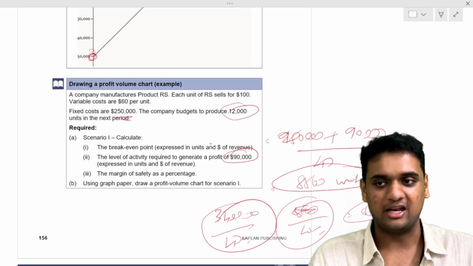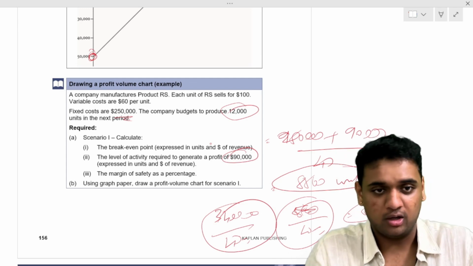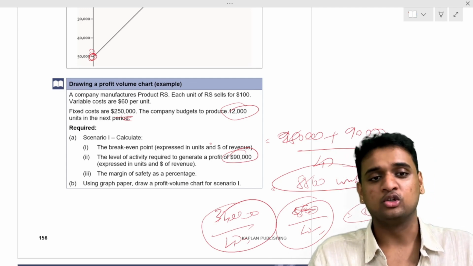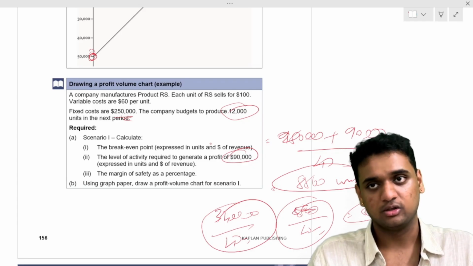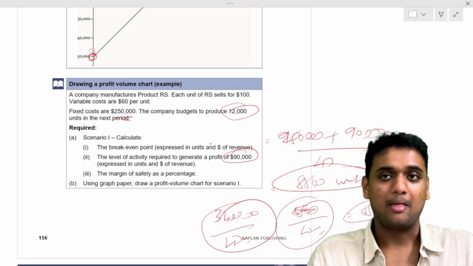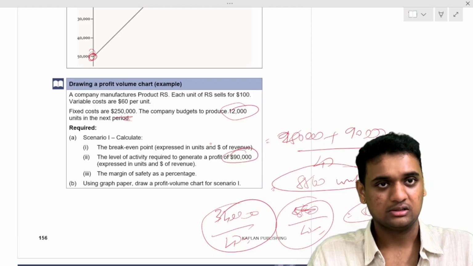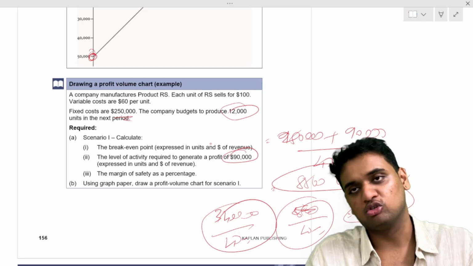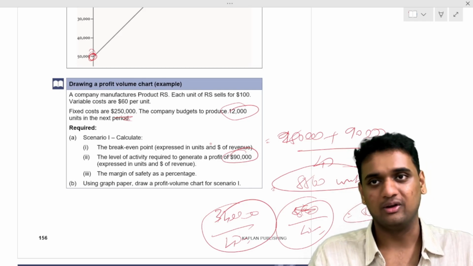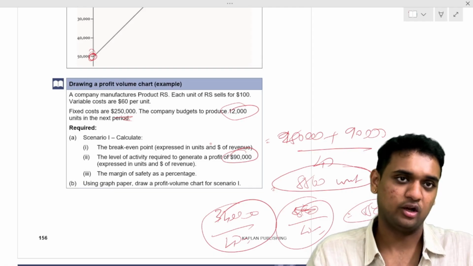Margin of safety is any units above your break-even point units. What is the total budget units? 12,000 units. Minus what is the break-even point units we found out? 6,250. 12,000 minus 6,250, if you do, you will get 5,750 as your margin of safety units. Understood all of you?